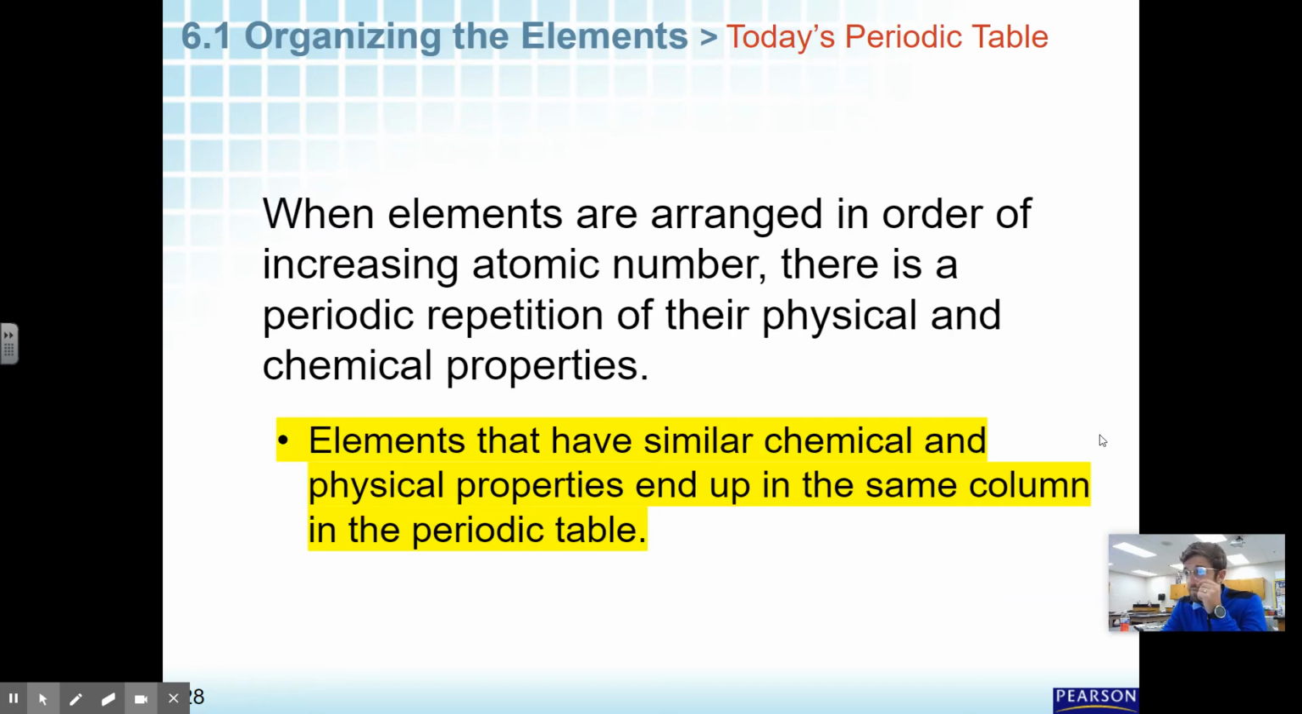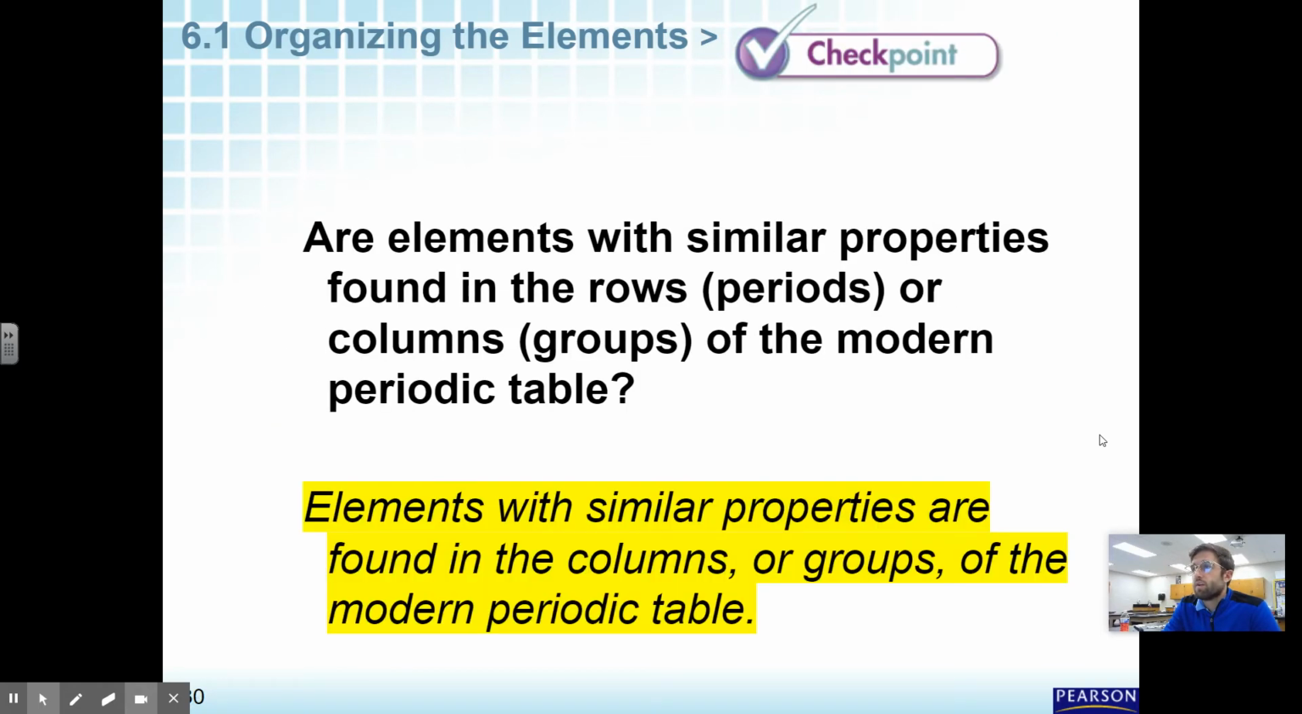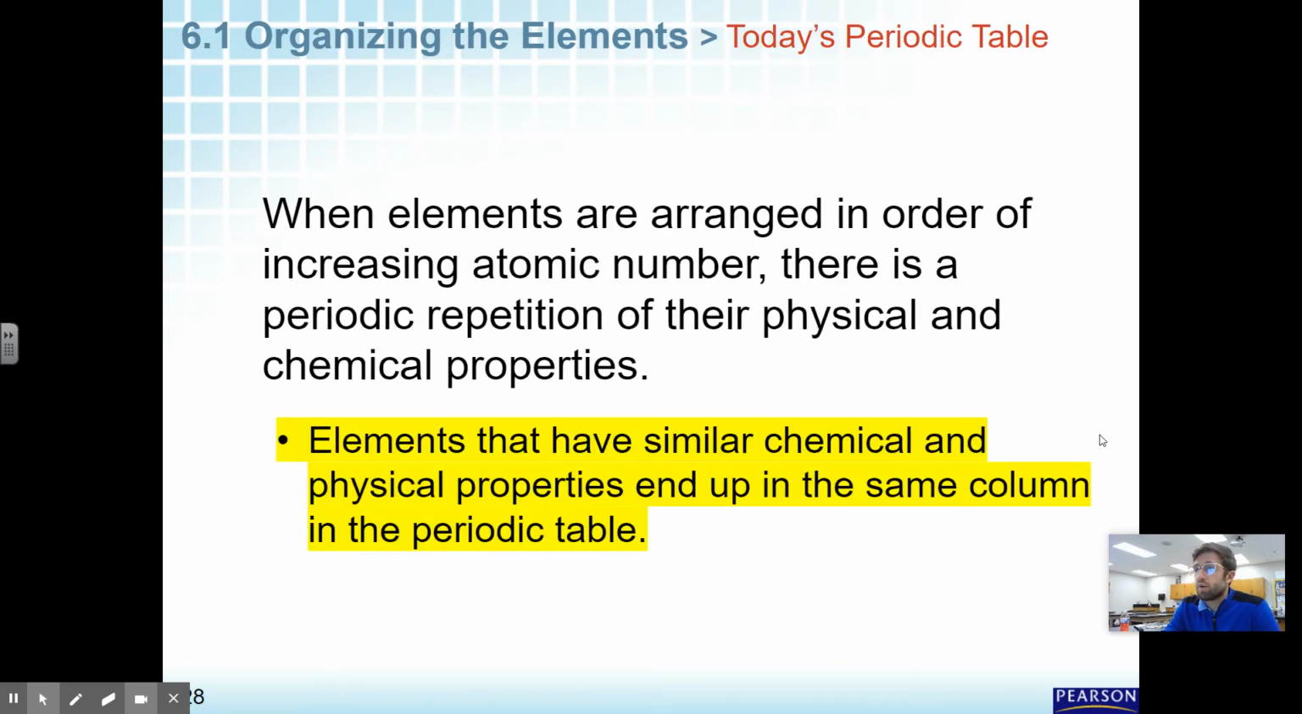Right? So elements that have similar chemical and physical properties end up in the same column of the periodic table, or group. Okay, columns are up and down, rows are left to right. So elements with similar properties are found in columns or groups. I'll usually say groups of the modern periodic table.